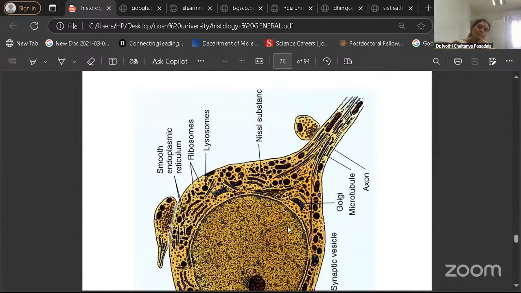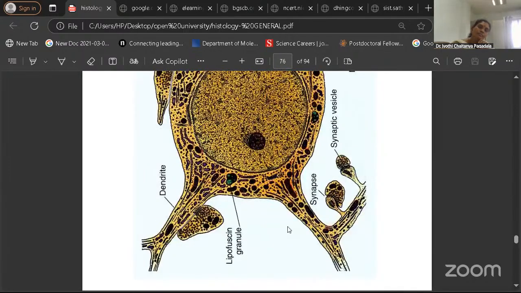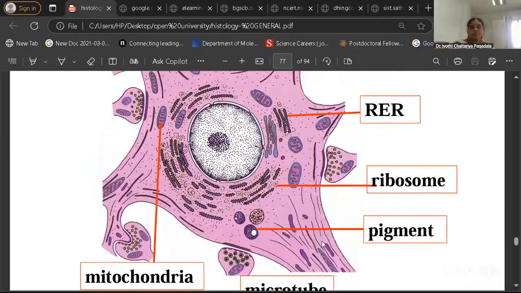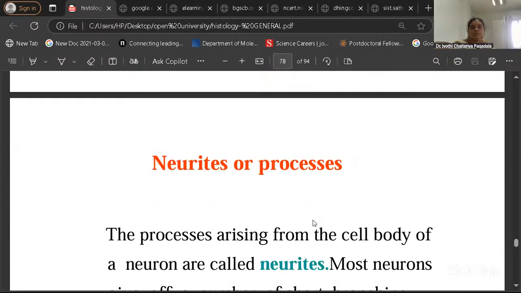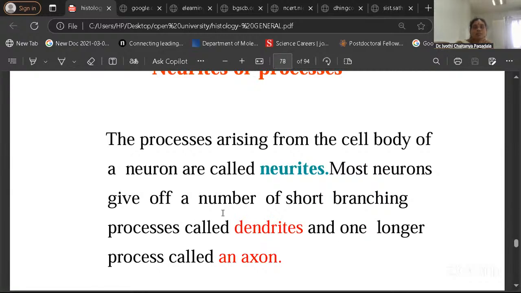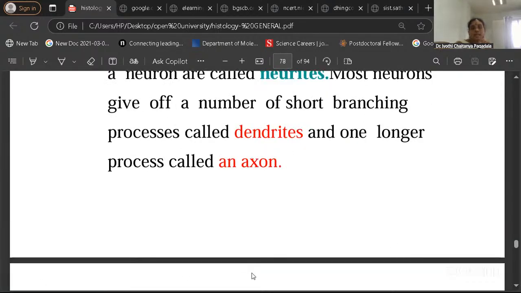This is the structure. Rough endoplasmic reticulum and synapses, ribosomes, a pigment, mitochondria, and microtubules. Neurites are processes. What are neurites? The processes arising from the cell body of the neuron are called neurites. Most neurons give off a number of short branching processes called dendrites and one longer process called an axon.